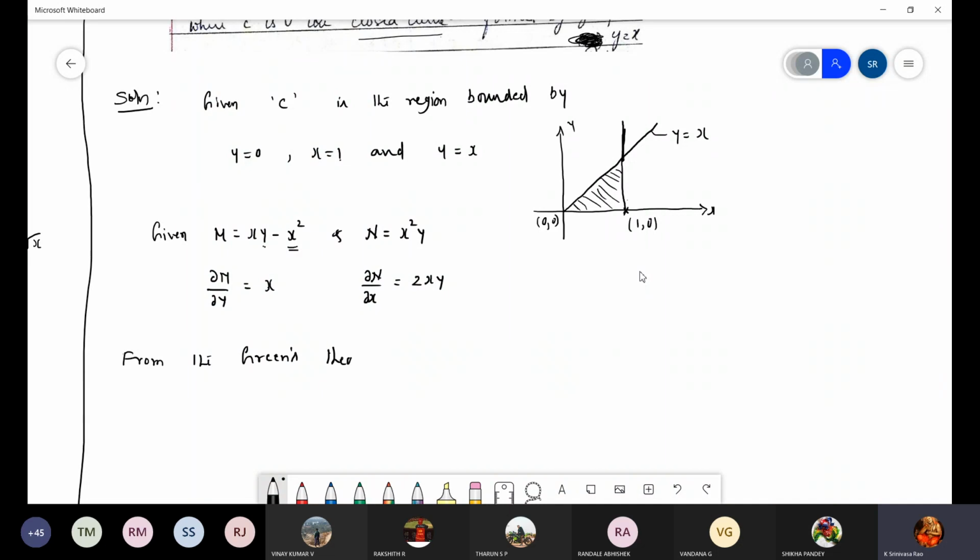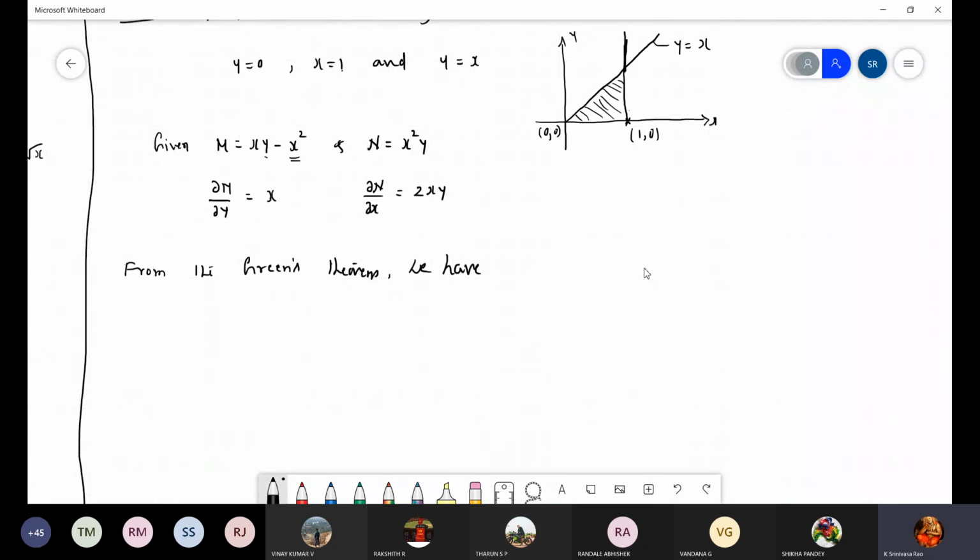From Green's theorem, we have the formula: the line integral over C of M dx plus N dy equals the double integral over the region R of (∂N/∂x minus ∂M/∂y), always written with dy and dx.